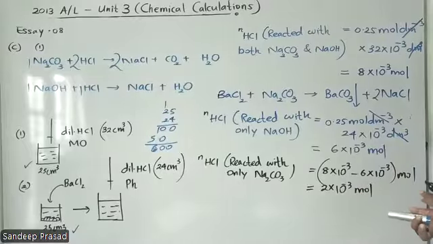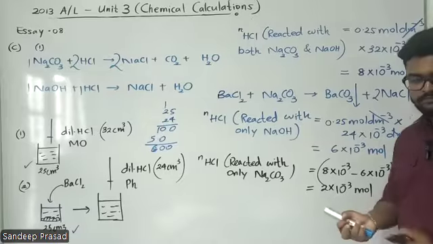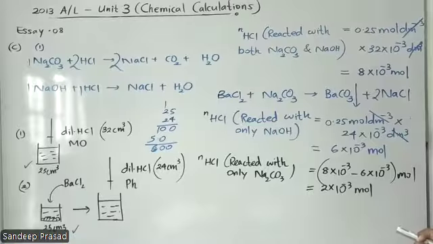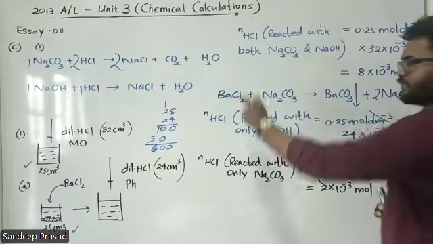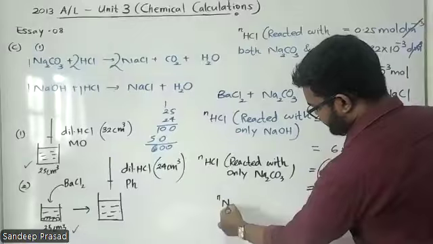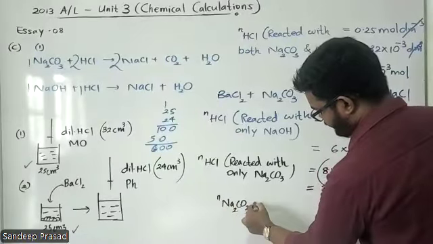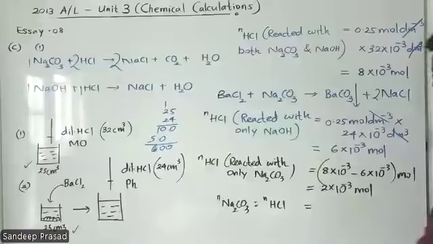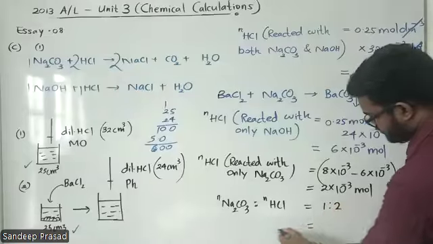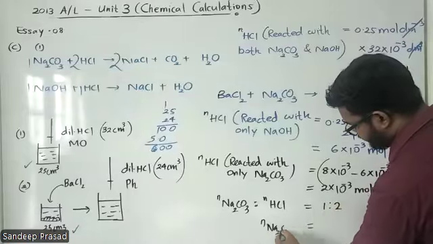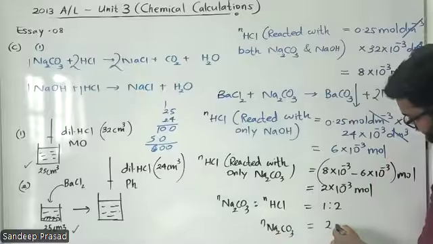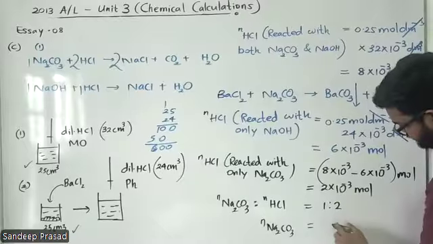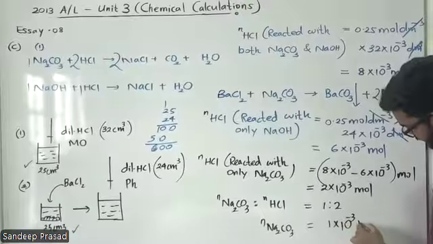Okay. So raise your hand who understood the process up to now. Everything? Raise your hand. Now we know the sodium carbonate and HCl reaction stoichiometry. What is it? 1:2. Then the number of moles of sodium carbonate in 25 cubic centimeter is half of that, 1 into 10 to the power minus 3 moles.